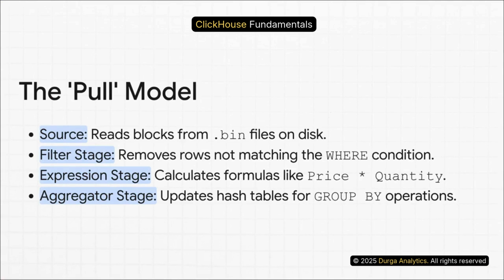ClickHouse uses something called a pull model. It's actually really elegant. At the very top, you have the aggregator stage, and it requests a block of data. It pulls that data from the expression stage below it, which in turn pulls from the filter stage, which then pulls blocks of data straight from the source, the actual data files on disk. This demand-driven flow is incredibly efficient because each stage only does work when the stage above it asks for data. It's a smooth, seamless pipeline.